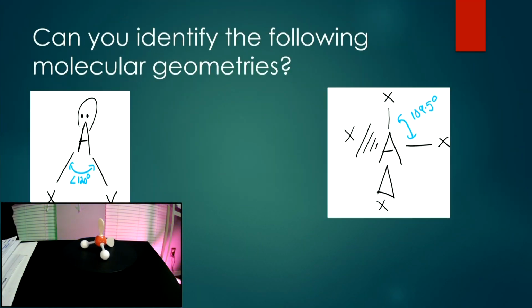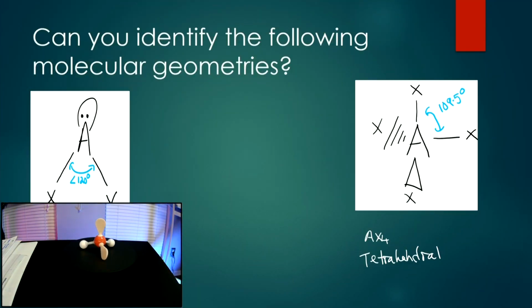Take a moment. Are you able to identify what these would be? Could you write their general formula and then from that determine what the shape would be? So angular for the first one and tetrahedral for the second one.